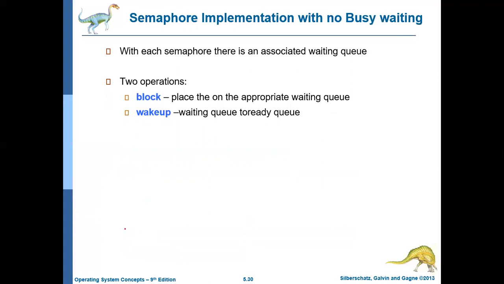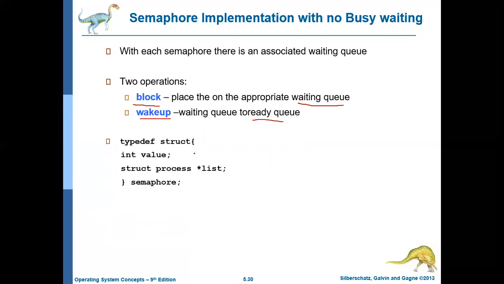Whenever a particular resource is not available, the process will be placed in a queue, and that queue is called the waiting queue. If the resource is available, then the process will be moved from the waiting queue to the ready queue. If a process is kept in the waiting queue, it is said to be blocked. Whenever a process moves from the waiting queue to the ready queue, it's said to be waking up. Let us now discuss how we can implement a semaphore without any busy waiting. Here is a small program that we'll be discussing.